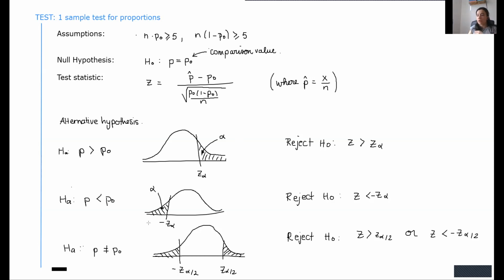If I wanted to show that the proportion is smaller than a given value, I would have enough information if I had a small enough value. And if I want to show that the proportion is different than some number, then I'll have enough evidence if it's either much larger than that number or much smaller than that. Does that make sense? Yeah, it does. Thank you, Miss.